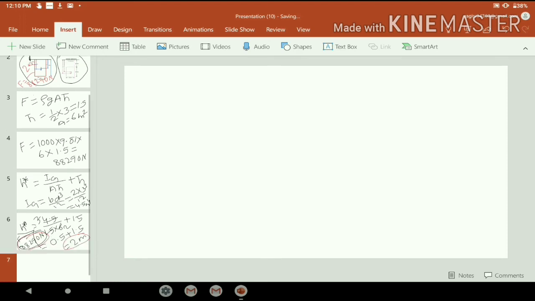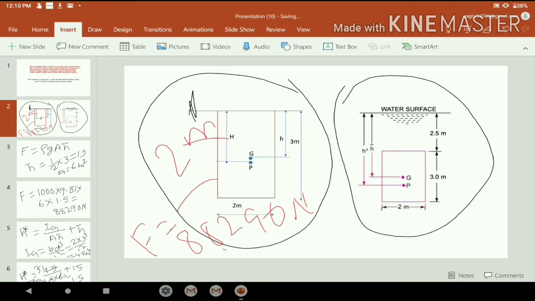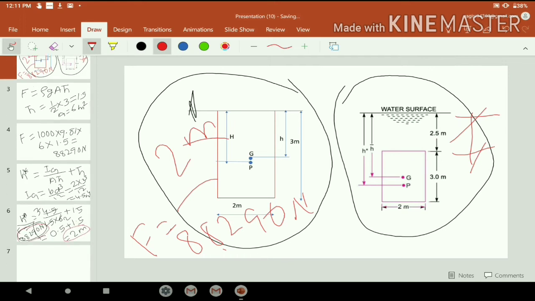Okay, next part of the question. What is the next part of the question? The next part of the question is 2.5 meter below the free water surface. This is the 2.5 meter below the water surface. This distance is 2.5 meter, that is below the water surface. Now we are going to solve the second part of the question.